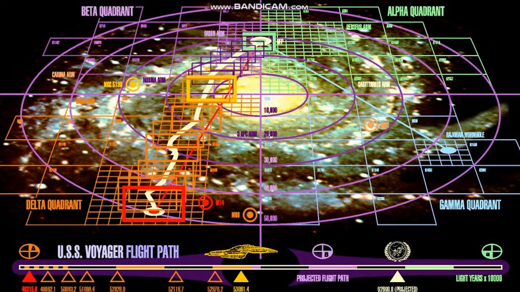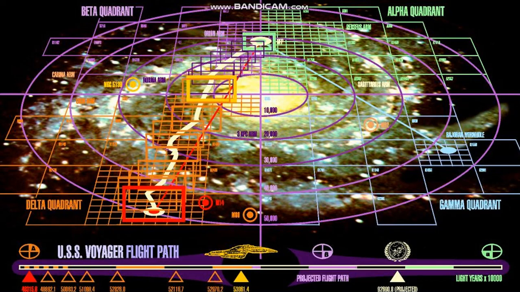So we can see here at the bottom of the map Voyager's starting location in the Delta Quadrant and its path taken back towards the Alpha Quadrant, and even a projected time when they arrive back at the Federation. You can see this indicated by the green area at the top of the map.